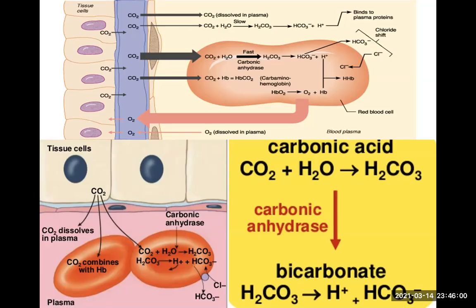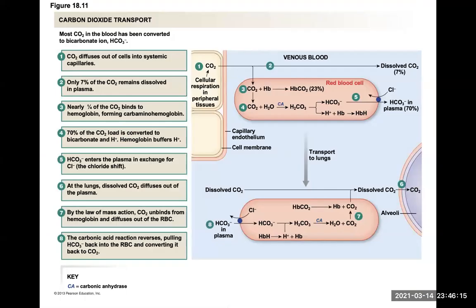So the chloride shift is talking about transportation of carbon dioxide in your body, or out of your body for that matter. And you're going to have two different chloride shifts. One of them is going to be at the tissues. The other one is going to be at the lungs. So the chloride shift at the tissues goes like this.